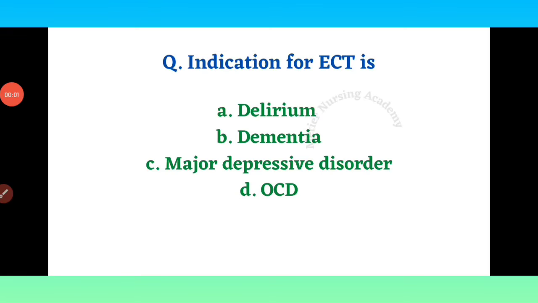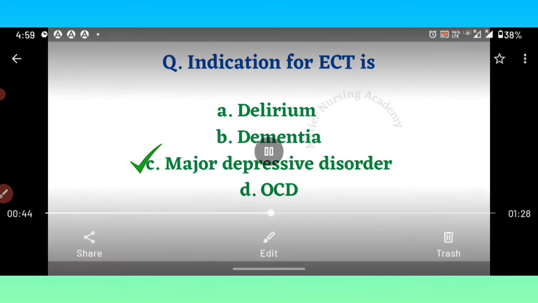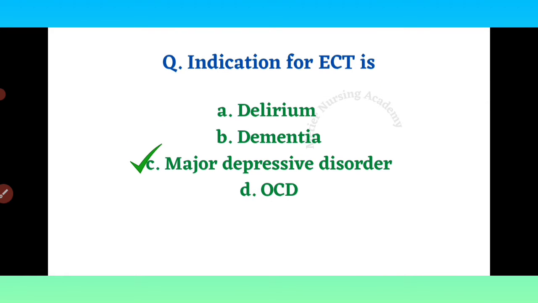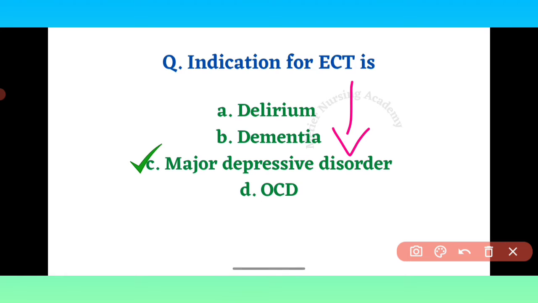And the indication for ECT, ECT means electroconvulsive therapy, and what is the indication for that? 4 options they have given here: delirium, dementia, major depressive disorder, and OCD. And here the right answer is option C, that is major depressive disorder. Why have I selected this option? See, the main indication for ECT is two things. The first one we already know, major depression, and the second one is the person who is having suicidal intention or suicidal thoughts. So these are the main two indications for ECT.